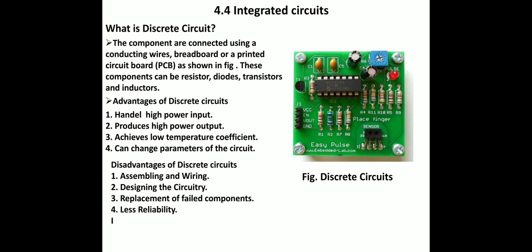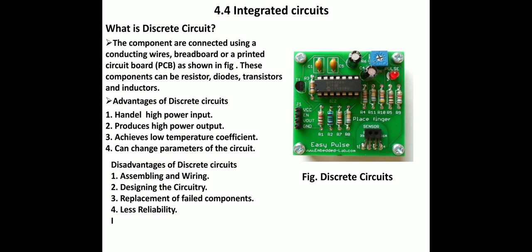That is, discrete circuits are manufactured by using various types of active components and passive components. Which are active components? Various types of diode, various types of transistor, integrated circuit. Which are the passive components? Resistor, capacitor and inductor.